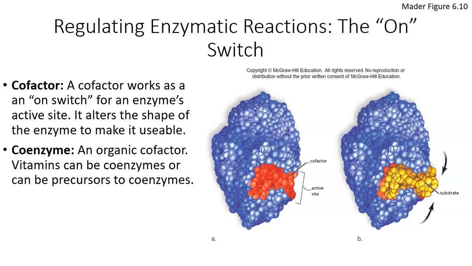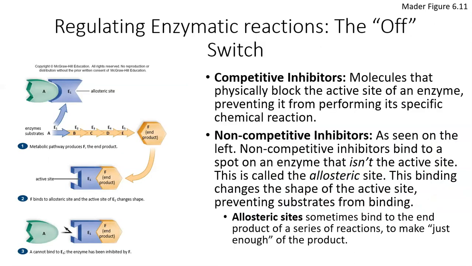Sometimes, though, you want something that's on all the time, and you want to be able to turn it off when things are getting overloaded. So sometimes, rather than having an on switch, your enzyme can actually have an off switch. We refer to the off switches as inhibitors, all right? And inhibitors can work in a couple of different ways. Sometimes they're going to work basically by getting in the way of the enzyme and the substrate.